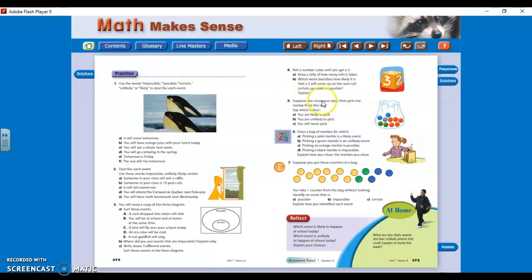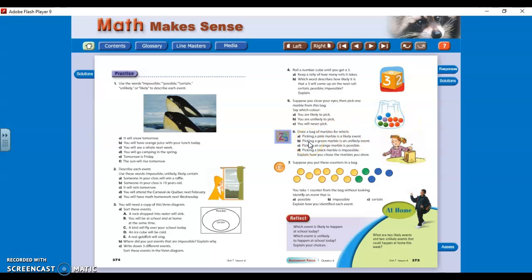I also want you to do number 5, which is just picking which color you are most likely going to pick. It's looking at what is the color that I see the most of.